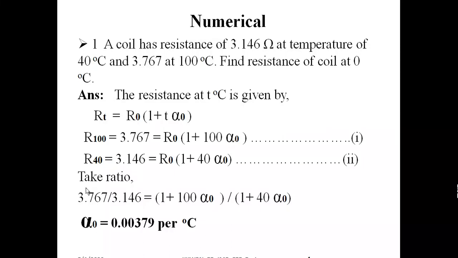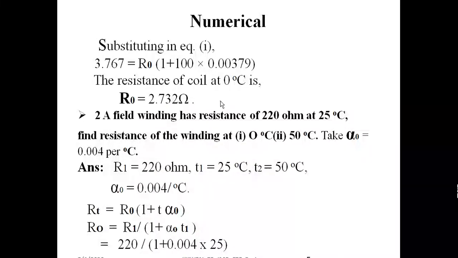Solving this ratio by cross multiplication, we get alpha 0 as equal to 0.00379 per degree centigrade. Now, this is the value of alpha 0, but as we have been asked to find the resistance at 0 degree centigrade, we will again use equation number 1 and substitute the value of alpha 0 in it.